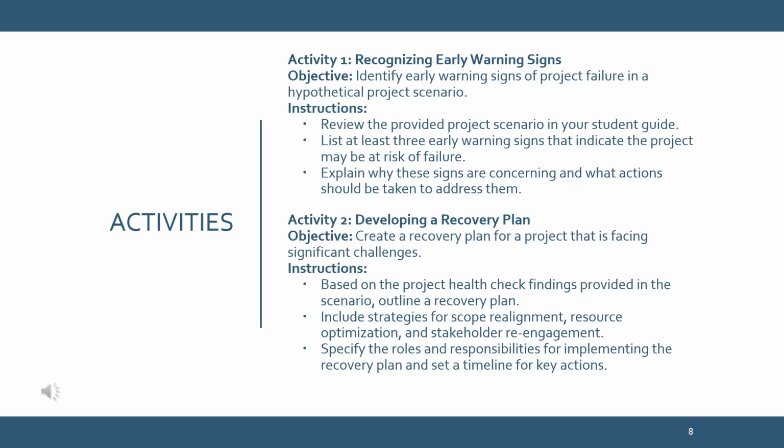Now that we've explored the strategies and techniques for saving a failing project, it's time to put these concepts into practice. Please refer to your student guide for the activities associated with this module. These exercises are designed to help you apply the strategies we've discussed, including identifying early warning signs of project failure, conducting a project health check, and developing a recovery plan. The activities should take approximately 10 to 15 minutes to complete and will provide you with hands-on experience in turning around a project that's at risk of failure.